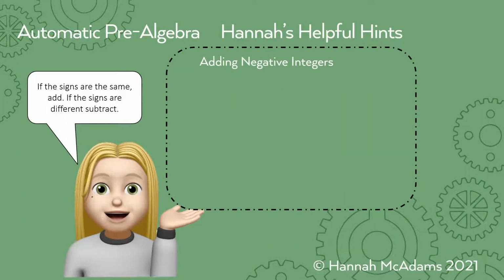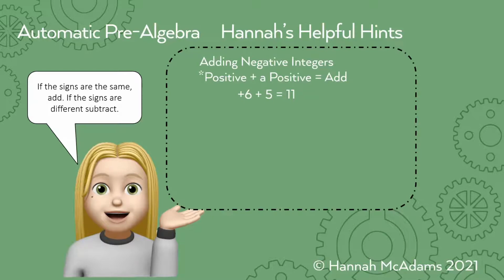Okay, so if the signs are the same, we add. If the signs are different, we subtract, right? Okay, so we have a positive and a positive, which means we add. You've been doing that since first grade, okay? So you can see this one says plus 6 plus 5, but I didn't have to have that plus 6. It could be just 6 plus 5. You don't really have to add the positive.